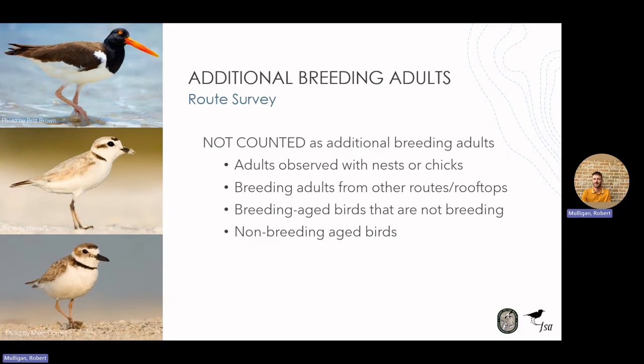Birds that are excluded from this count are birds observed at nests or with chicks. These do not get counted as additional breeding adults as they are counted as part of the solitary nest site or roving chick observation.